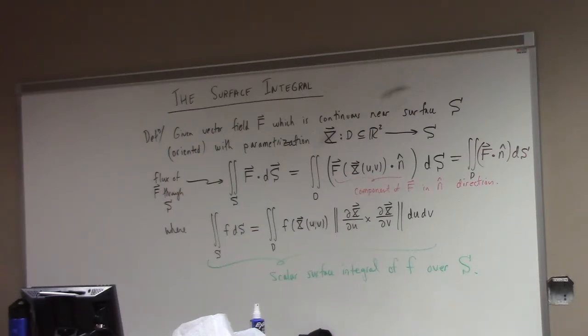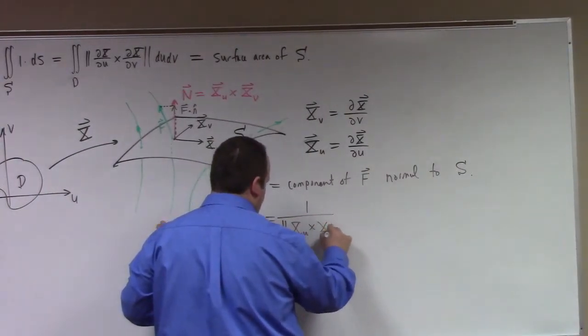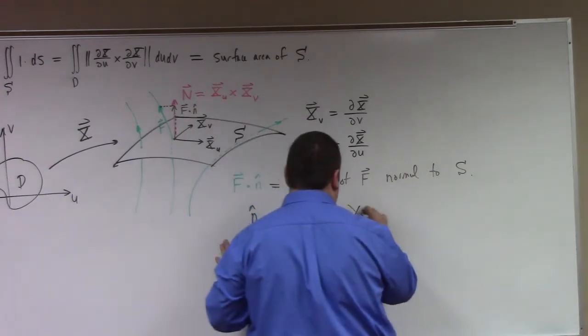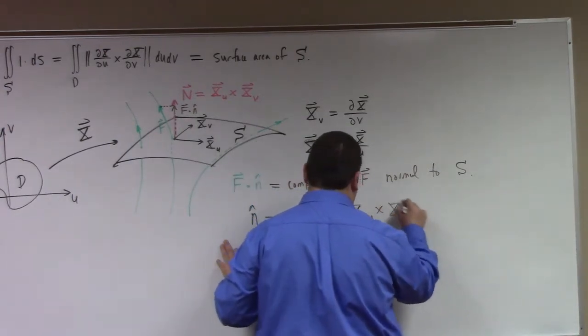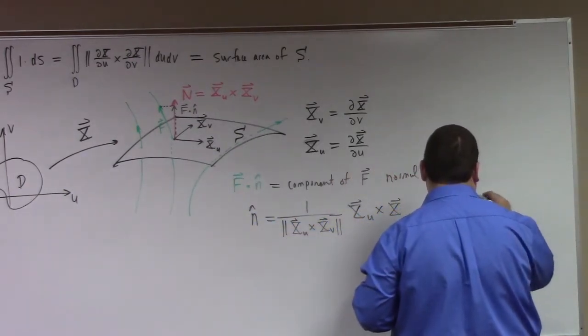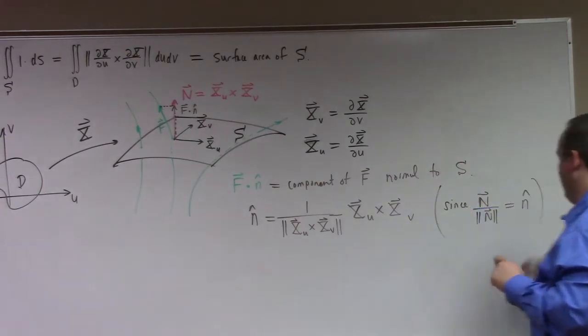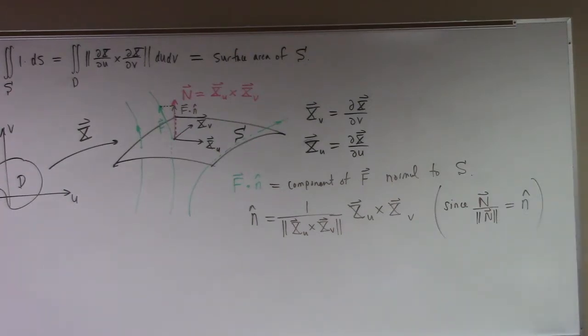Now, this n hat, what is the formula for it? Well, it's nothing more than 1 over the length of the normal times the normal, right? So if we go back to my definition, we can find a better formula, because this doesn't give me joy. Does it? I don't know.